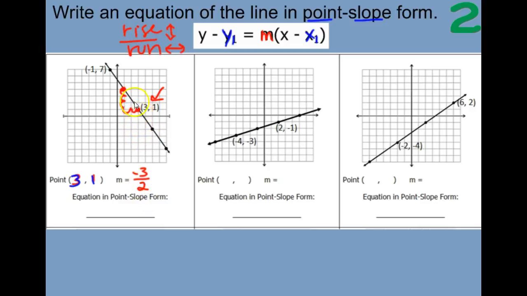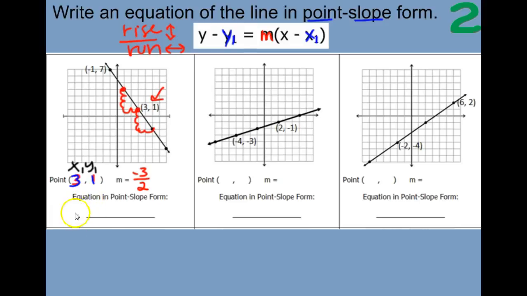So there's a 2. If you picked 2 other points, that's fine. You'd still go down 1, 2, 3, and over 1, 2. You get the same answer. So now that we have a point and a slope, we're going to write our equation in point-slope form. So here's x and y. That's my 1 point. So I'm going to plug those in for my x1 and my y1.